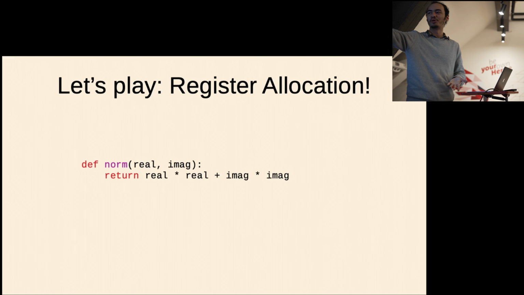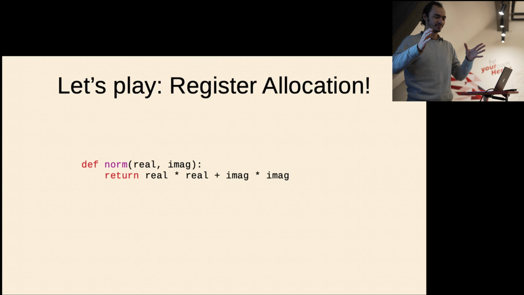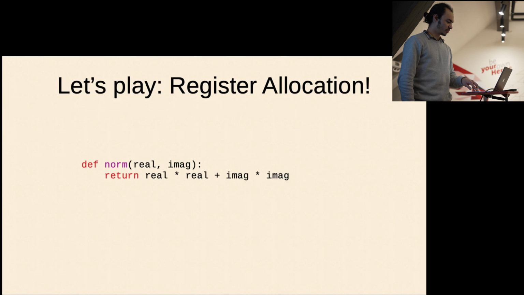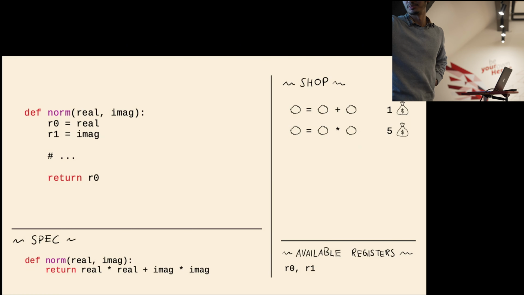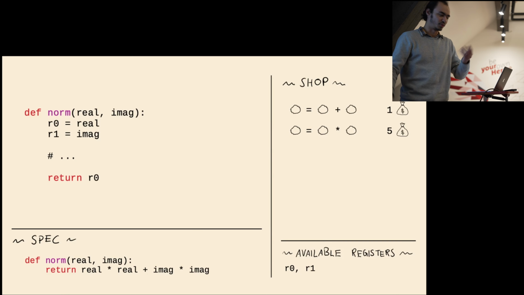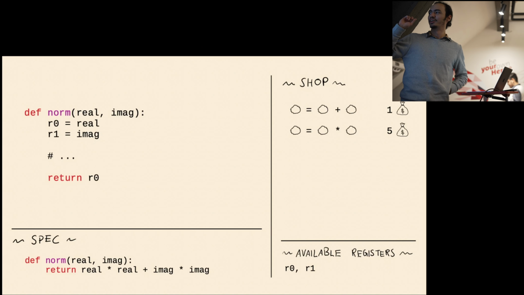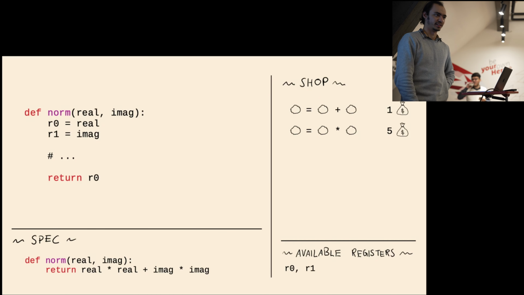We have, for example, our simple squared norm function, which we use to determine whether our iterated number is out of the bounds or not. So let's try to allocate this to registers. This is the UI to our game. At the bottom left, we have the original function, which is just there for reference. We have a shop where you can buy machine code instructions. You may notice that the multiplication instruction is a bit more expensive because the CPU needs to work a bit more. And we have two registers available for us, R0 and R1 in this case.